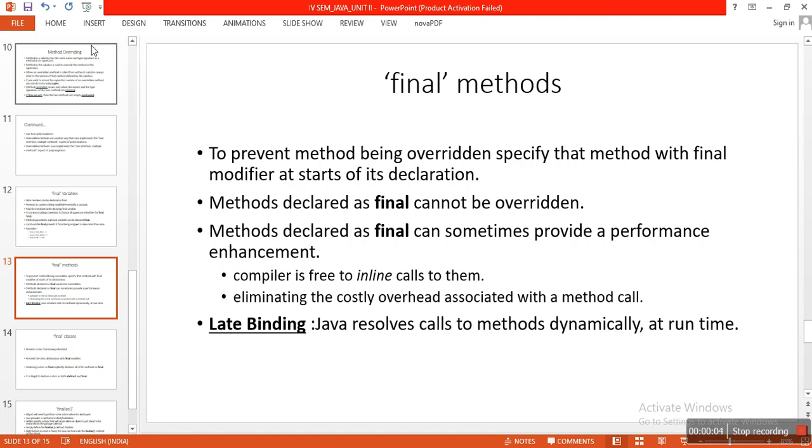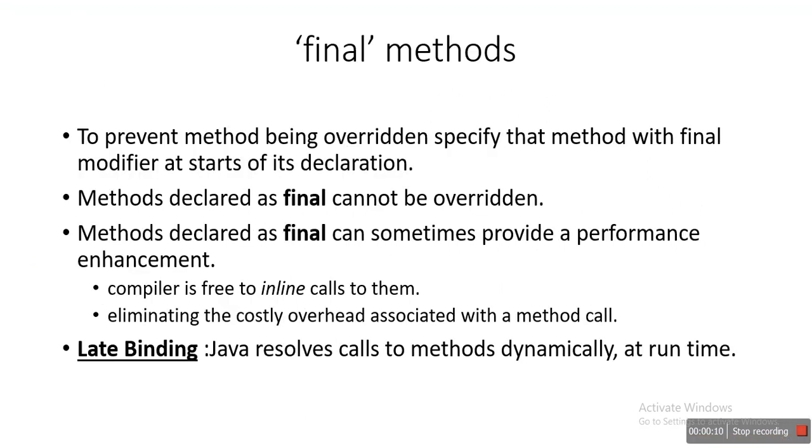Okay, we'll see what is the use of a final method, how to declare a final method, and what is the use of a final method. As we know, what is method overriding? Method overriding and final are related to each other. So why do we declare a method as final? First we'll see what is method overriding.